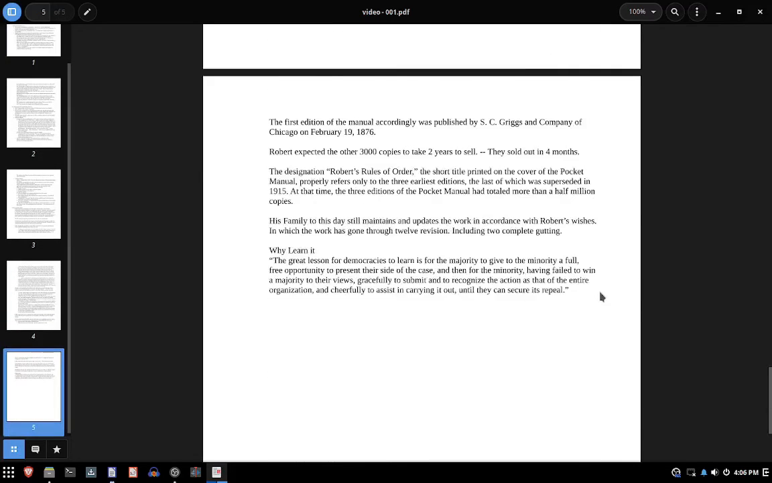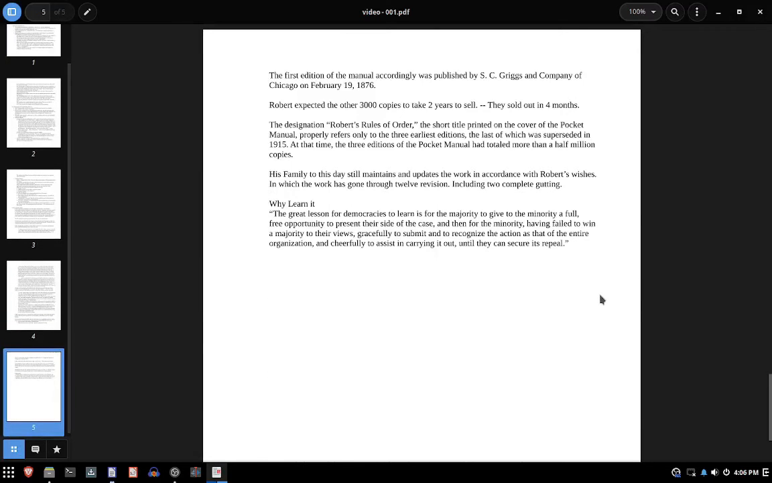Now, this is where something unexpected happened. The first edition of the manual sold out in 4 months, and he expected it to take 2 years to sell. And the publisher, Griggs and Company of Chicago, gave it the title Robert's Rules of Order, and this was the short title printed on the manual. Now, this pocket edition is kind of rare today.